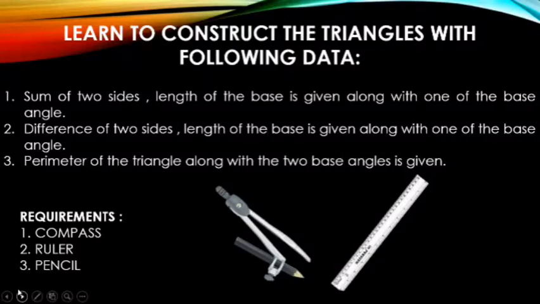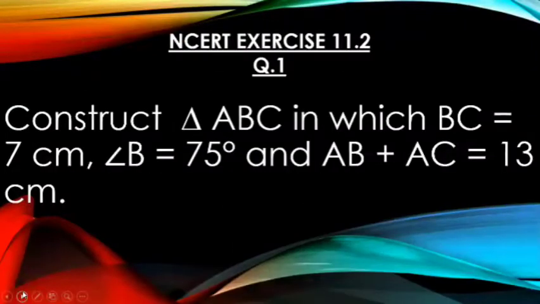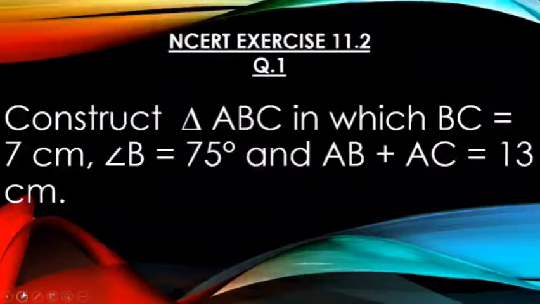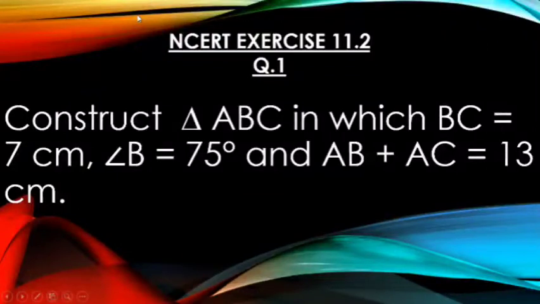The requirement is a geometric compass, a ruler, and a well-sharpened pencil. So are you all ready for the construction of triangles? Let's get to the first question of exercise 11.2. It says, construct triangle ABC in which BC is equal to 7 centimeter, angle B is equal to 75 degree, and AB plus AC is equal to 13 centimeter. Let's get to the construction part of the first question. Let's go.